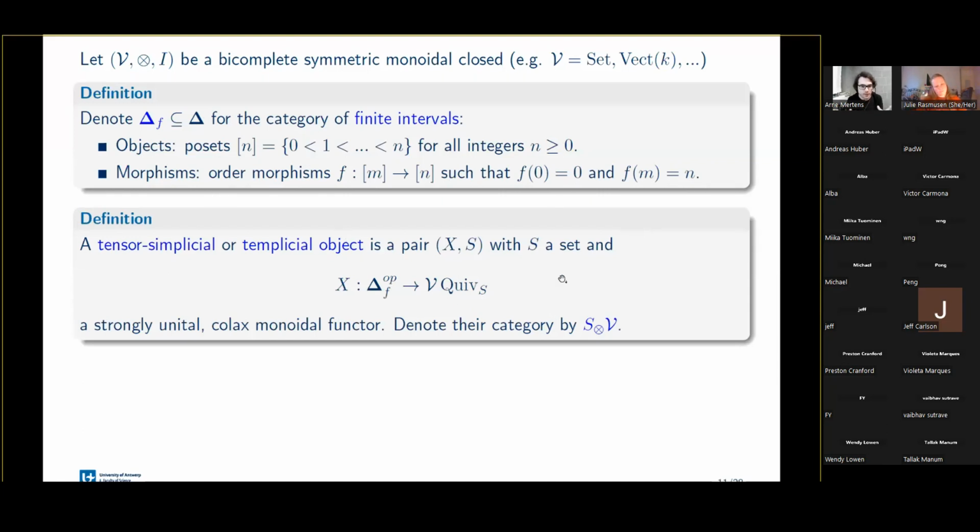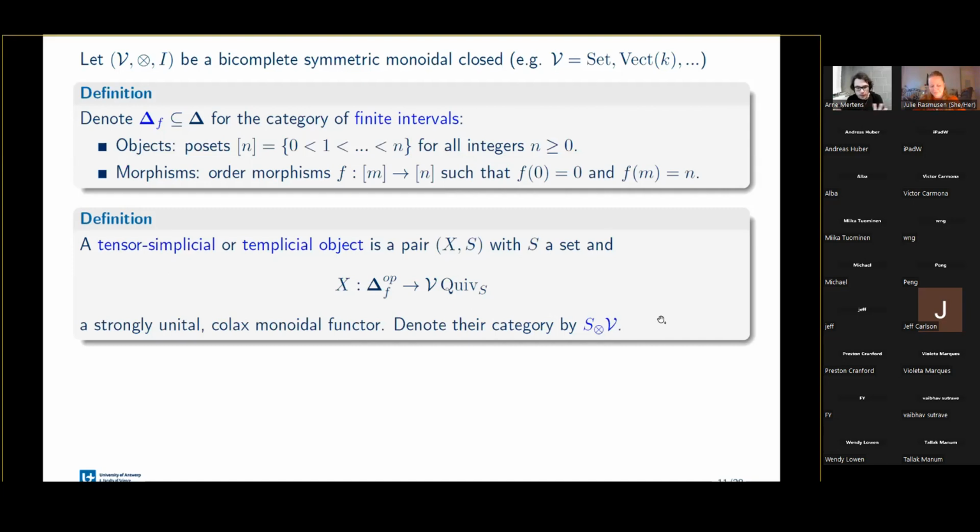And then we will consider functors out of this Delta_f. So what is a templicial object then? It's short for tensor simplicial object. It's a pair (X, S), where S is a set, and X is a functor like this, coming from this Delta_f to this category, which is a category of V-enriched quivers with a fixed set of objects S. So V-enriched quivers or V-enriched graphs. In the next slide, I will unpack this data, explain exactly what this all means. But we demand this functor to be both strongly unital and colax monoidal. And we denote a category like this.